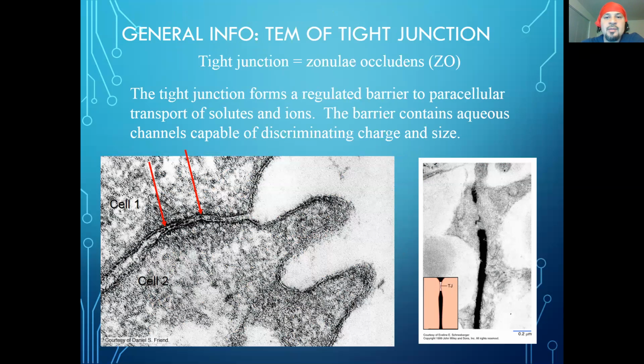General information about tight junctions: they form a regulated barrier to the paracellular transport of solutes and ions. They're a multi-protein junctional complex, and ideally they're there to prevent leakage of solutes, water, and seals in the paracellular pathway. But at the same time, there are barriers set up in the aqueous channels that are capable of discriminating based off charge and size.